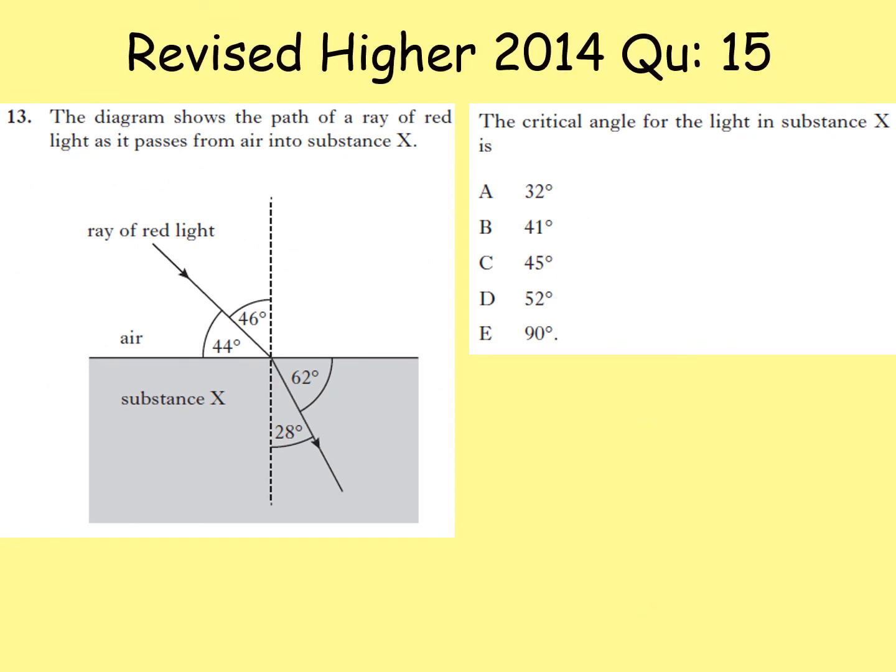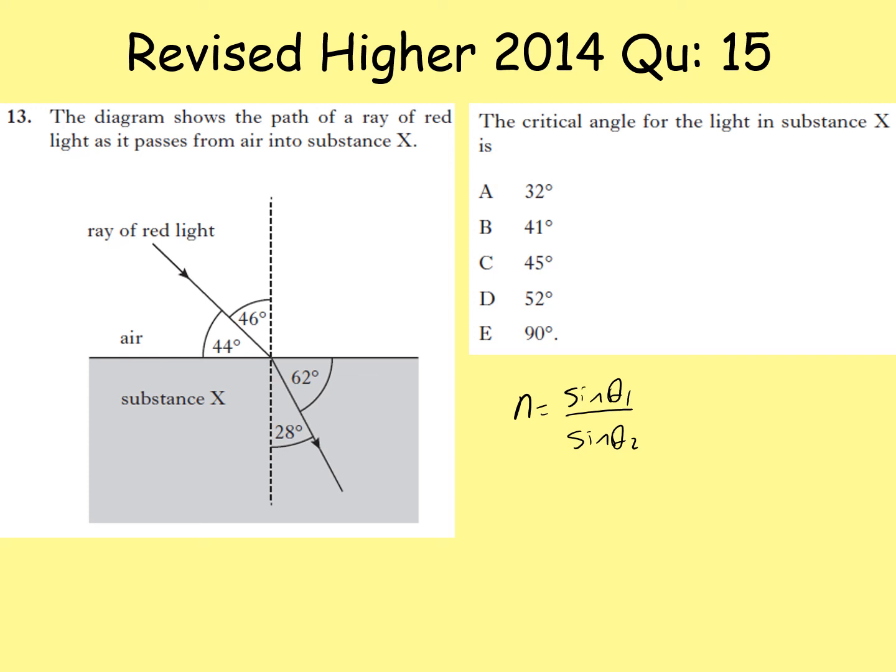Revised Higher 2014 paper, question 15. We're combining two bits here. So we're given the diagram with the different angles. We're asked to find the critical angle. In order to find the critical angle, we need to find the refractive index first. So n is equal to sine of theta 1 over sine of theta 2.